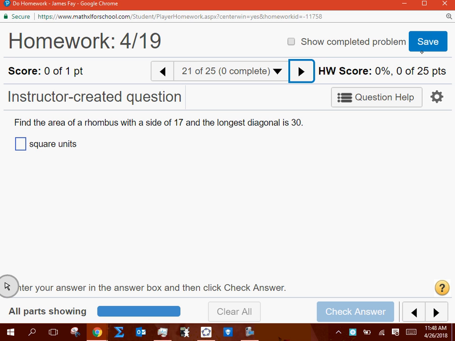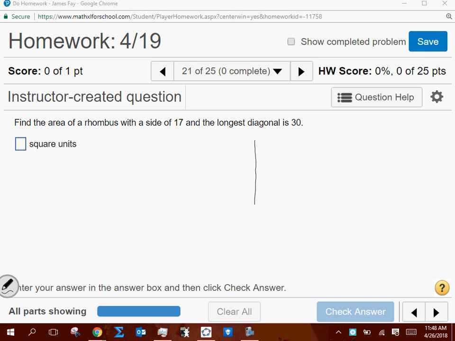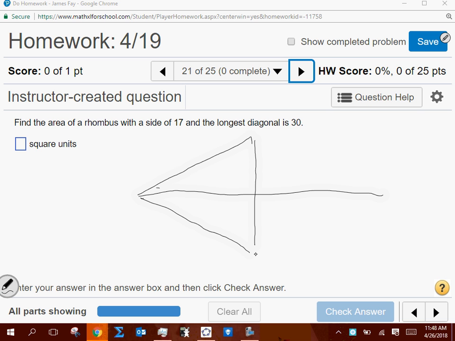Let's say we find the area of a rhombus with a side of 17 and the longest diagonal is 30. So if the longest diagonal is 30, could that be D1? This is where we need to understand our properties of diagonals. We use the horizontal one as the longest one. If that was 30, what would this distance right here be?